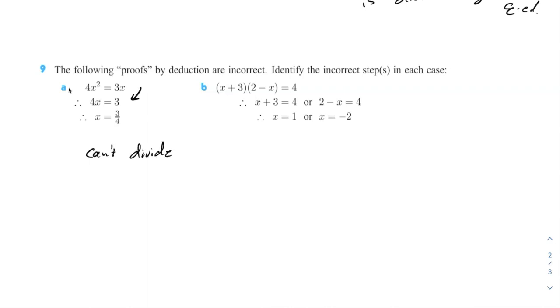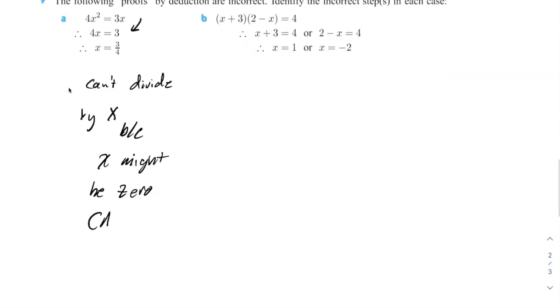That's the rule. You can't divide by x, because x might be 0, and you cannot divide by 0. So that's what happened here. It's one of the fatal mistakes. You can't ever divide by x, because it might be 0, unless they tell you x is not 0.